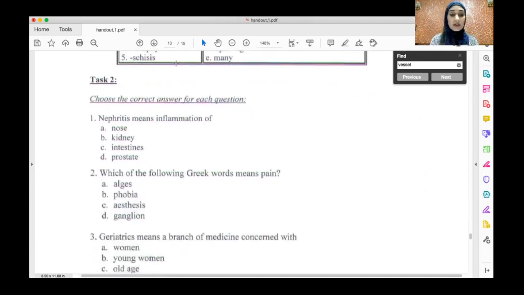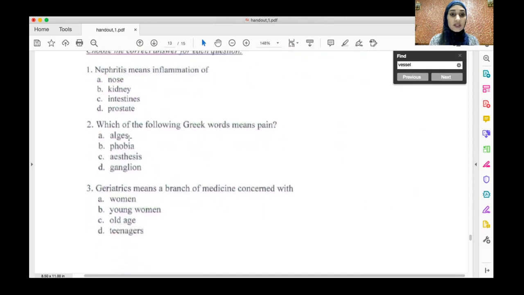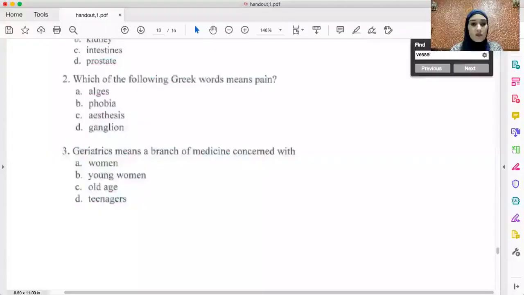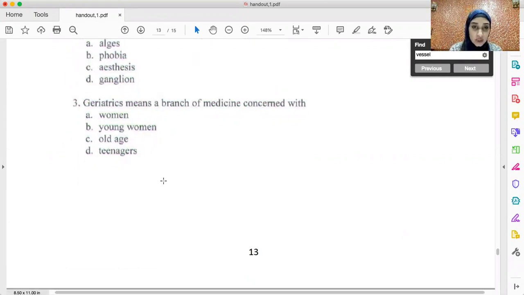Nephritis means inflammation of the kidney. As we said, nephro means kidney. What is the other root that means kidney? Ren. Okay. Which of the following Greek words means pain? The answer will be number A. Geriatrics means a branch of medicine concerned with old age. As we said, gero means old age.